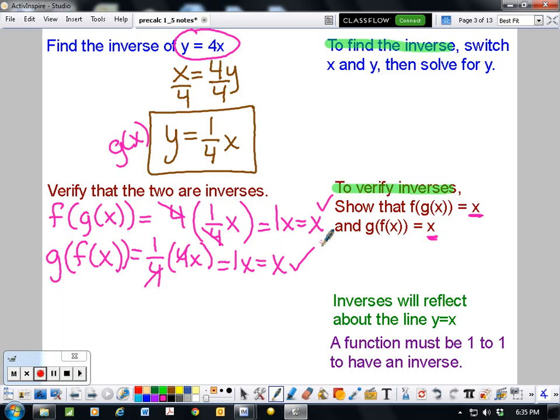And just a little reminder, when you describe the graphs of inverses, they should reflect about the line y equals x. And a function must be 1-to-1 to truly have an inverse. So you're going to start finding graphs like this aren't considered 1-to-1 because they don't pass what we call the horizontal line test. So we have to restrict the domain to be able to have inverses. So now we may truly only look at this part of the graph and restrict the domain to x is greater than or equal to 0. So that way I can truly have an inverse now of that function.